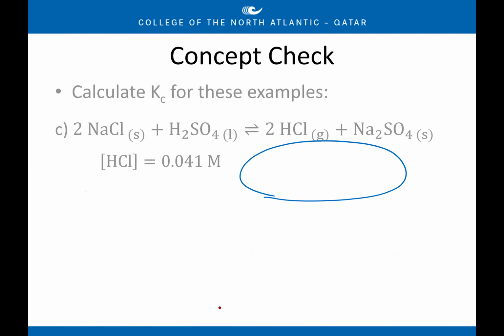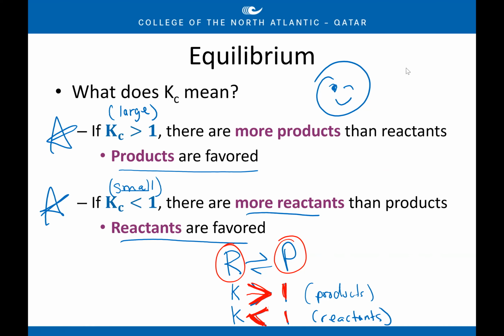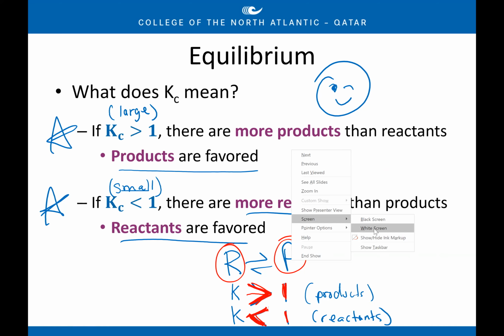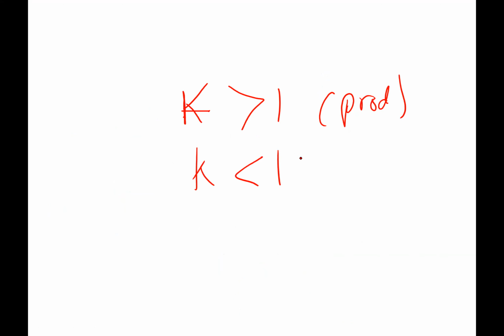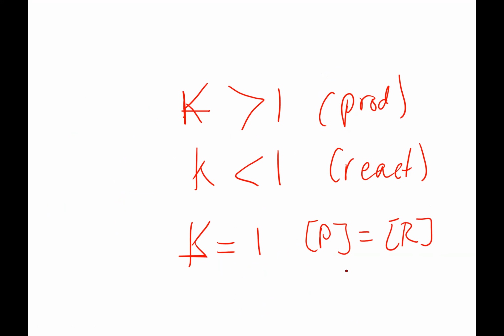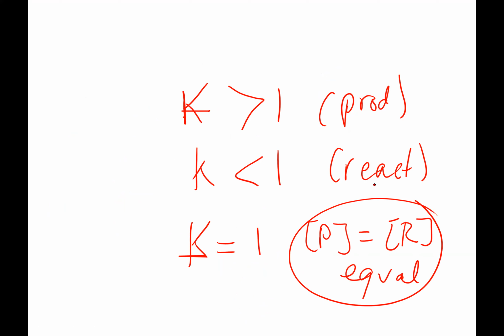The last question, and it was a good one, but I completely forgot. What if it equals 1? Great question. So if K is greater than 1, products. If K is less than 1, reactants. If K equals 1, then what that honestly means is the concentration of your products equal your reactants. They're equal. Well, yeah, I guess that's true. It's at equilibrium is what I should say. And the products aren't favored, the reactants aren't favored, they're equal. So greater than 1 products, less than 1 reactants. If it equals 1, which would be very rare, it would mean your products and your reactants are equal.